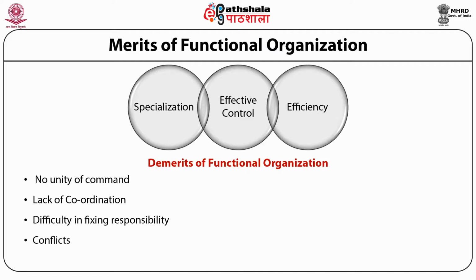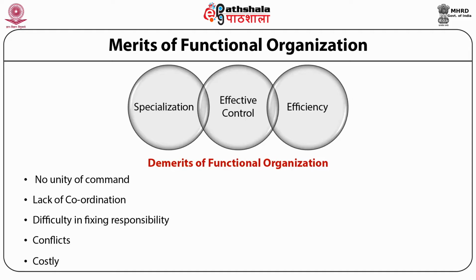Fourth is conflict. Functional organizations are characterized by conflicts among the line authority and the line authority of the staff experts. They may think themselves superior to each other and may indulge in leg pulling. Moreover, staff experts get more importance in functional organization. This may distress line authorities. Fifth, maintenance of specialist staff is expensive for the concern. So this kind of organizational structure is costly.